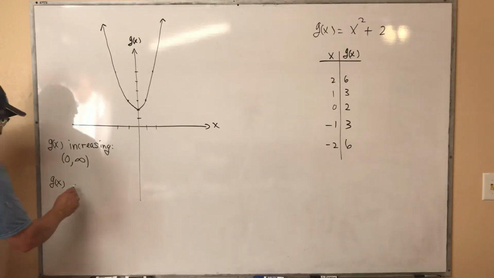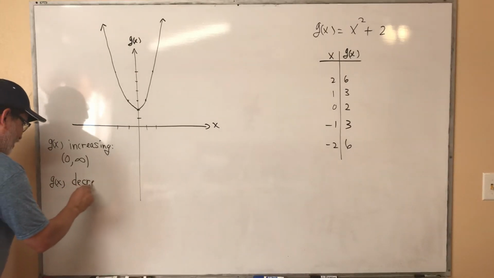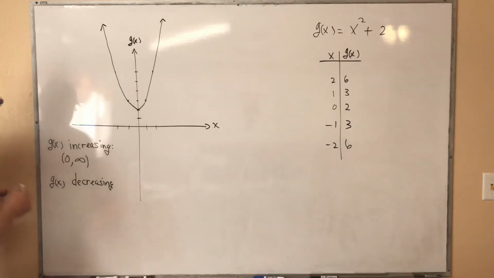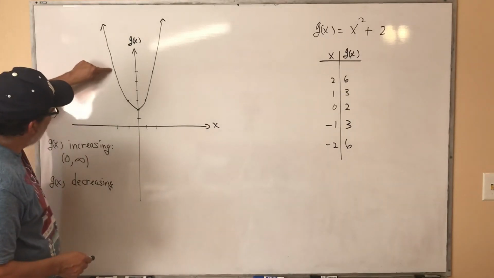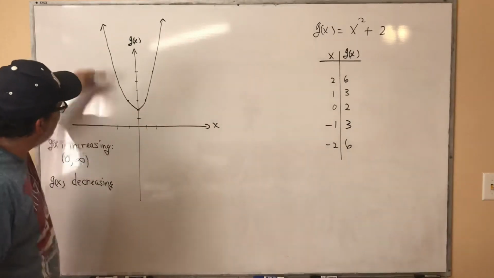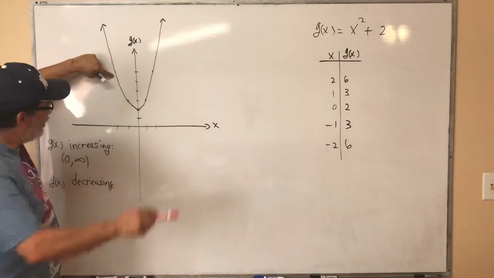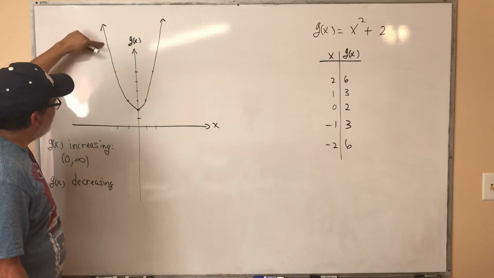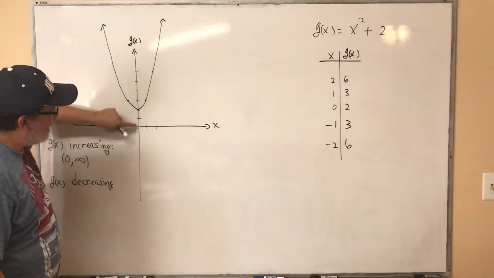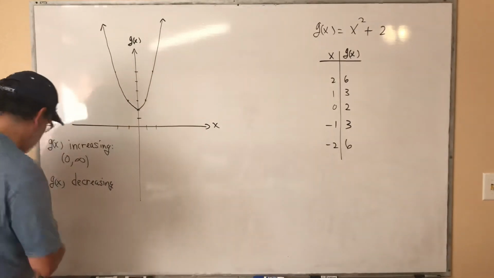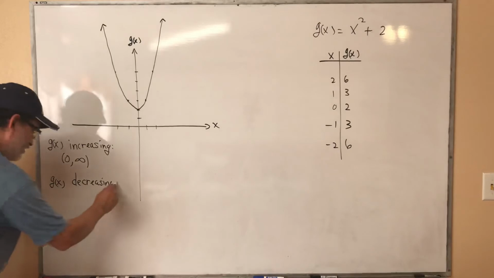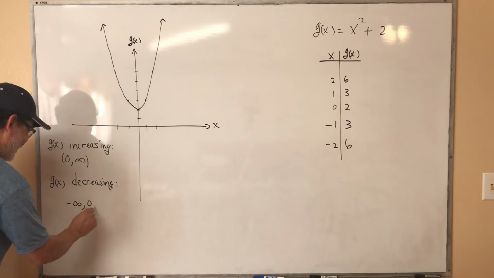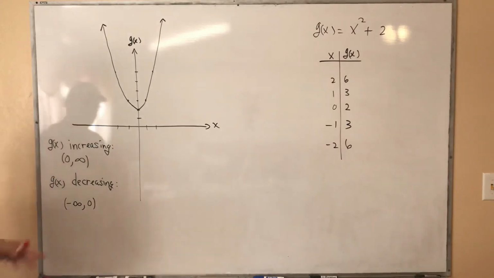G of x decreasing. Where is it decreasing? Decreasing right here. You're walking on the function that way, and you're decreasing right there. But we want the x values. So it decreases all the way up to x equals 0. So decreasing from negative infinity all the way up to 0. Right there.